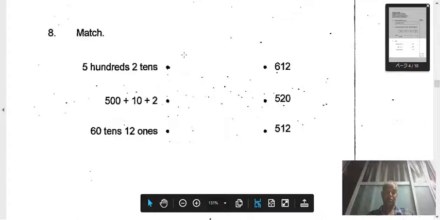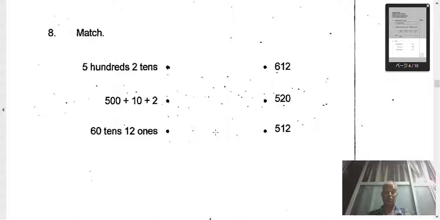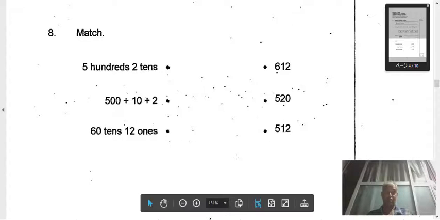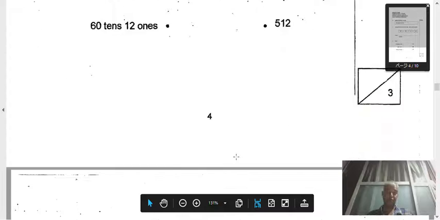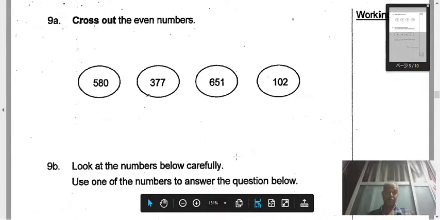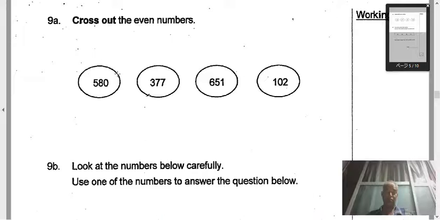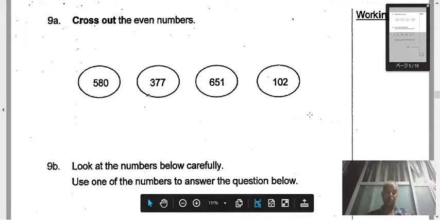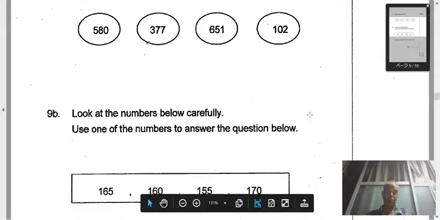So 500 and 2 tens, then 510 plus 2, then 60 tens and 12 ones. Okay, so that you have to do. So be careful with this question. Next question says cross out the even numbers. So you have to figure out which ones are even numbers, and cross out whatever numbers are even numbers. You have to mark. Look at the numbers below carefully.